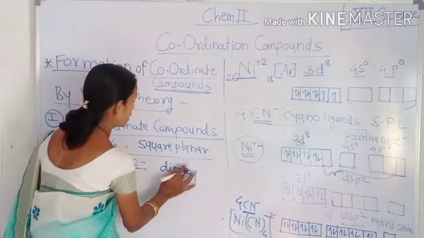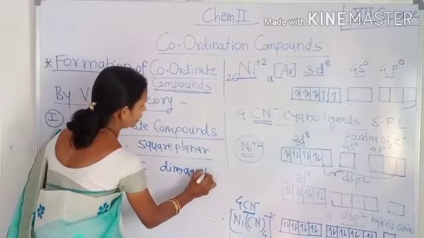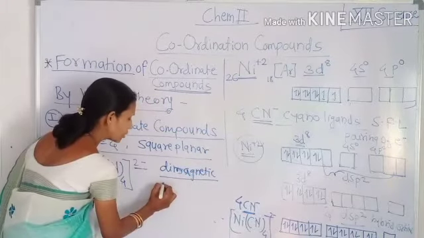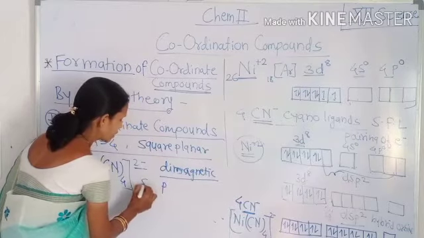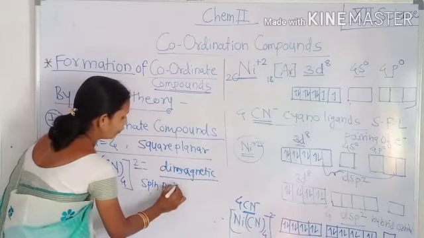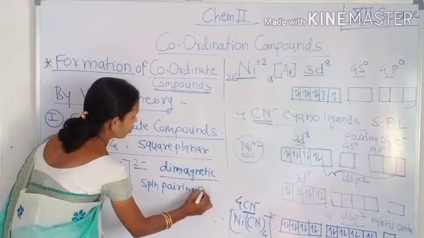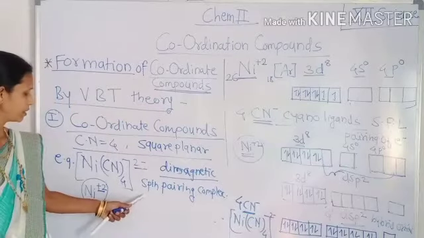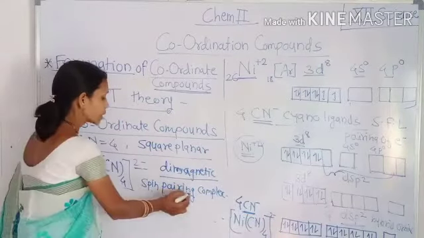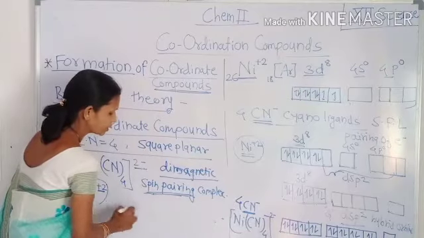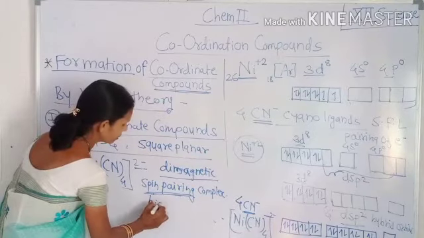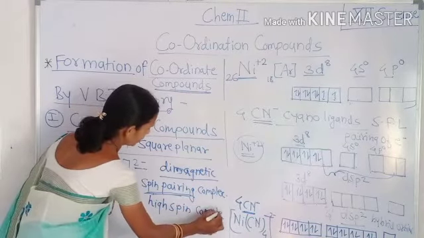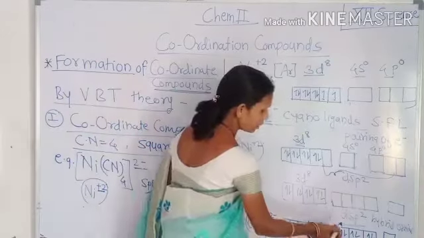Diamagnetic in nature. While here pairing of electrons takes place, therefore a spin pairing complex is formed. And see here, when spin pairing takes place, then that complex is a low spin complex.